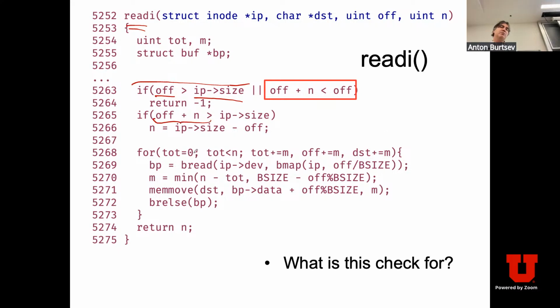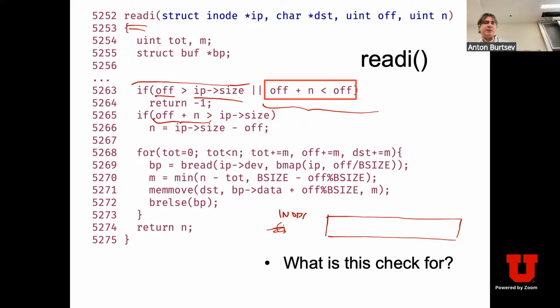You also check that the entire read will be within the file, meaning that the offset plus n is within the file, right? And my question for you is, what is this check for? Supposedly, if this is the file, or pardon, I should say inode, and you're trying to read from an offset, and you're trying to read n bytes, you just have to verify that the entire read is within the file, right? But then you still use this check. What is this for?